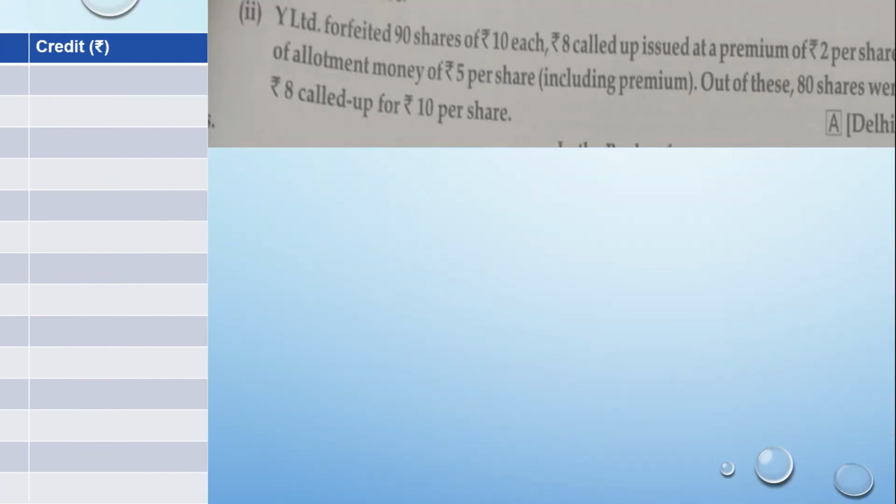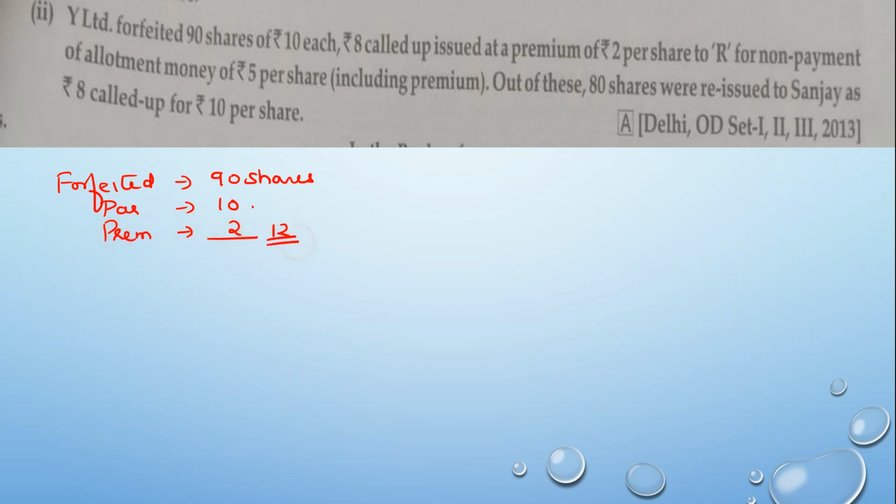Let's do one more question. A little different. Y Limited forfeited 90 shares. So how many shares are forfeited? 90 shares. What is the par value? Rupees 10 each. So par value is 10. Rupees 8 called up, issued at premium. So they have been issued at a premium of 2 rupees. 12 rupees was the value at which that share was issued. And 8 rupees called up. So what has been called up so far? Rupees 8.